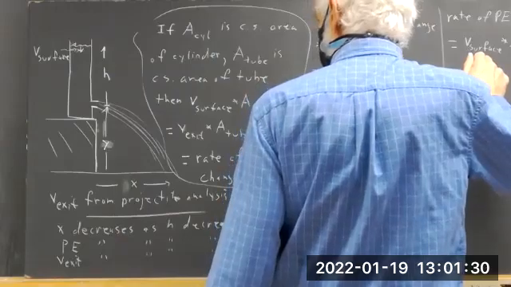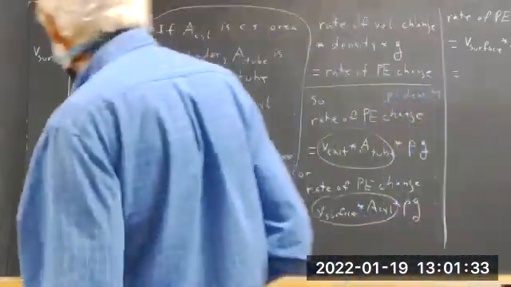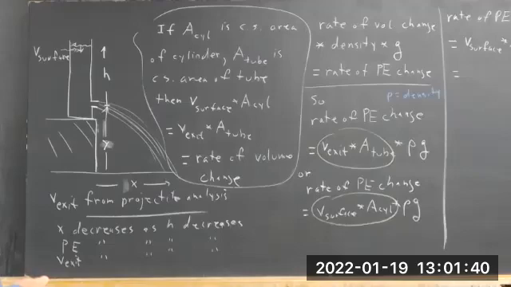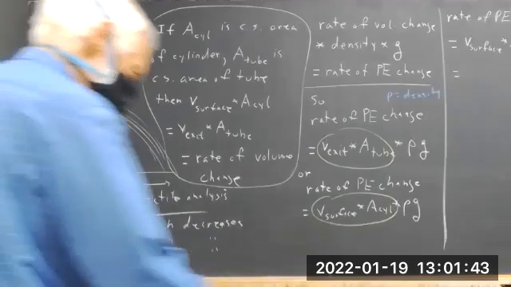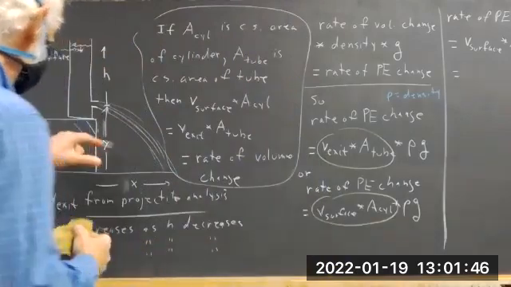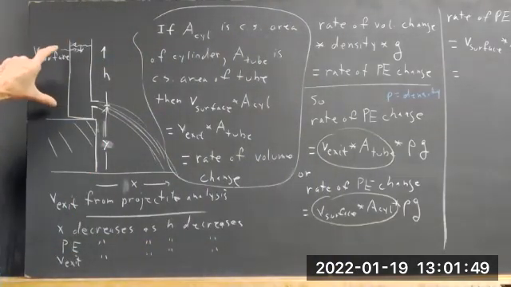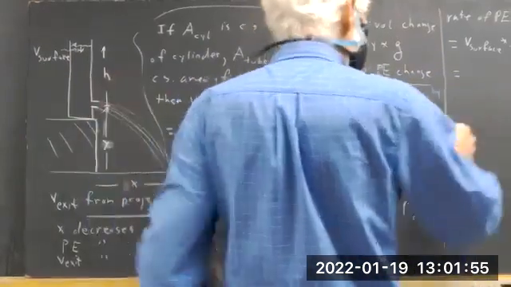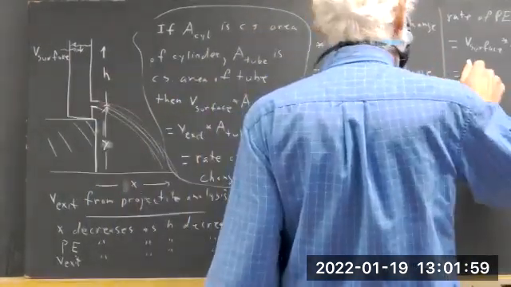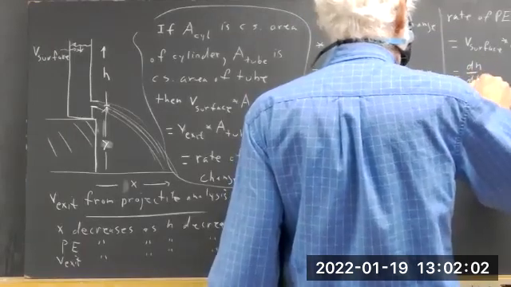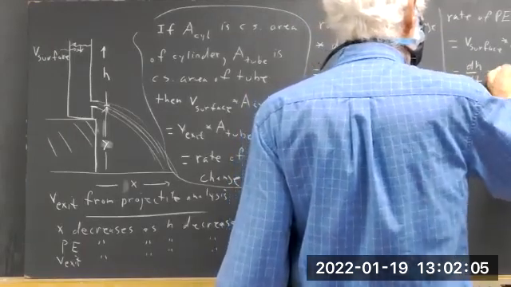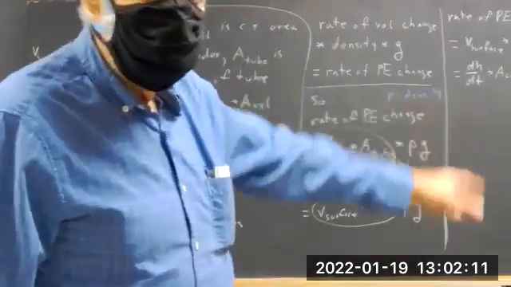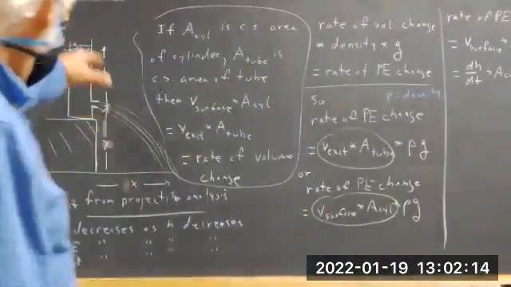Velocity of the surface. Now I'm regretting my notation down here. I called this y. I really want to call this h. Never mind. Okay, velocity of the surface is dH/dt. We agree? That makes sense? It's the rate at which the height is changing.